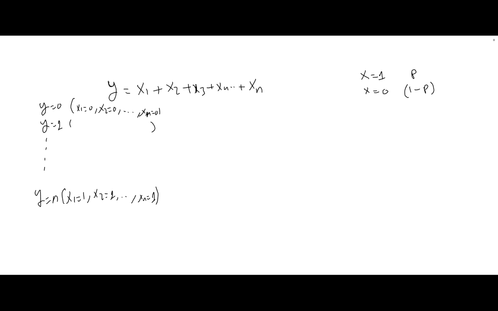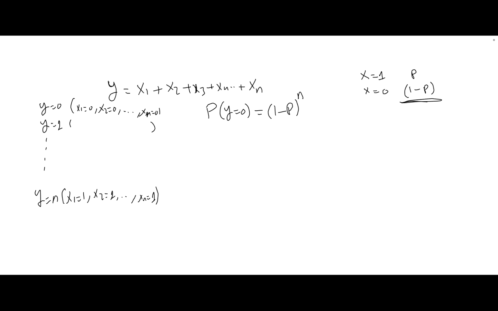What is the probability that y equals 0? This one is easy, because y equals 0 means that x1 equals 0 and x2 equals 0 and x3 equals 0 and x4 equals 0 until xn equals 0. So every time we will have 1 minus p. So I can write easily that the probability y equals 0 is 1 minus p times 1 minus p times 1 minus p, n times. So simply it will be (1 minus p) to the power of n. This is the case that y equals 0.